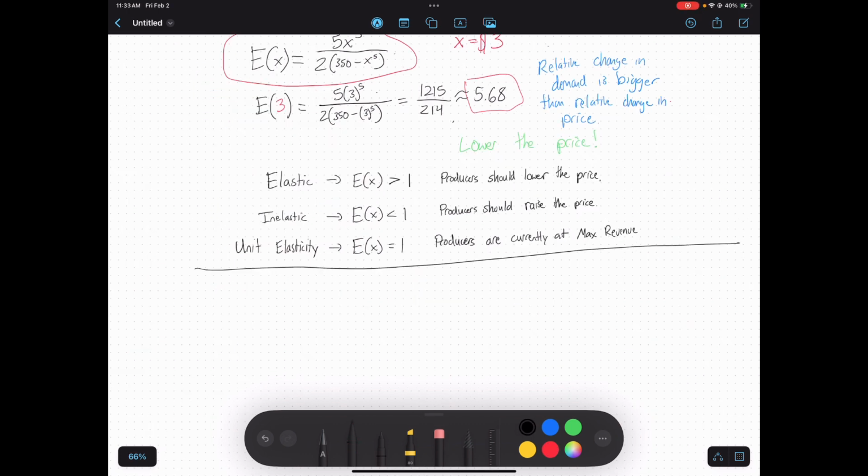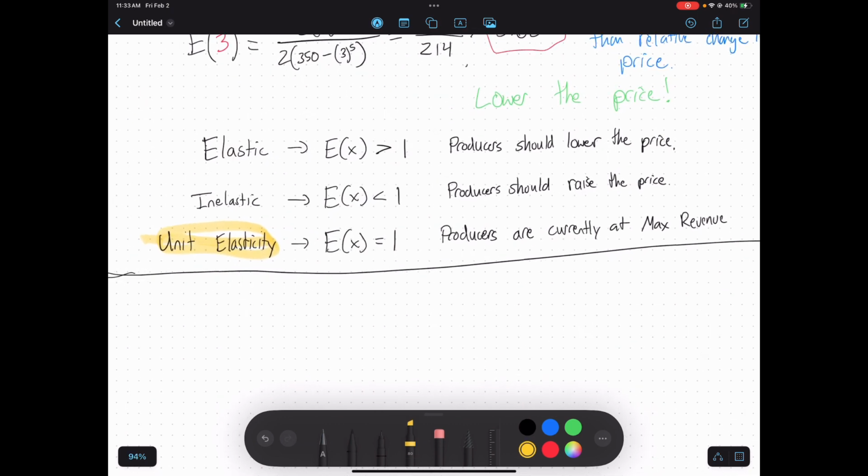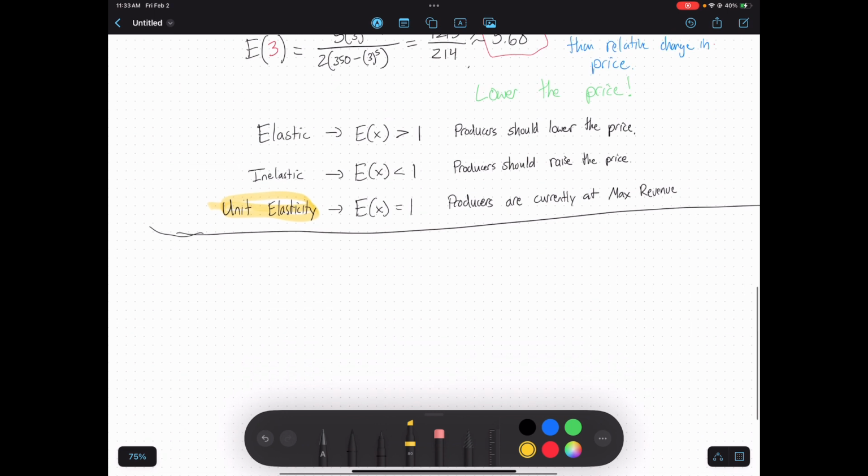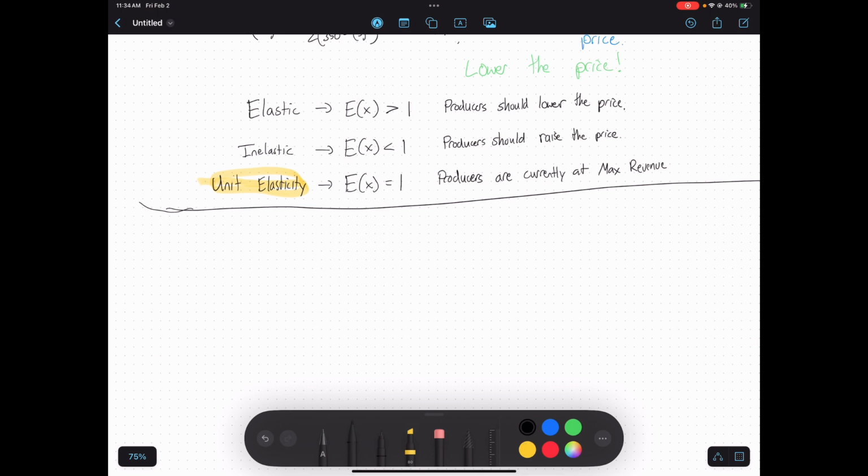So this last piece, this idea of unit elasticity, this begs a very important question. Well, if having an elasticity of 1 means that I'm at max revenue, couldn't I just, instead of testing different prices, solve for a price that gives me this elasticity of 1? And it turns out I absolutely can. So let's look at another example. Take a look at this revenue equation.